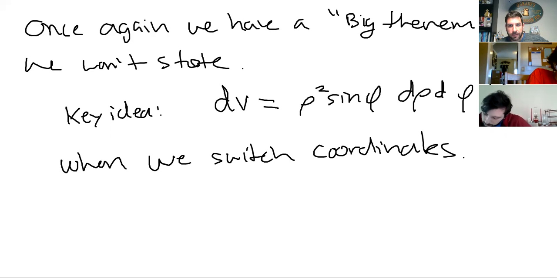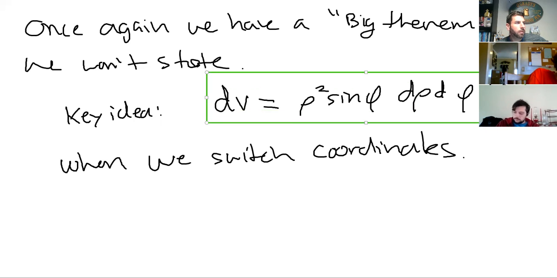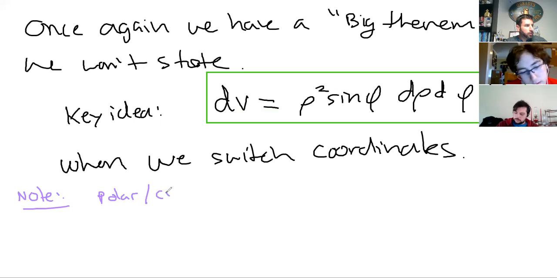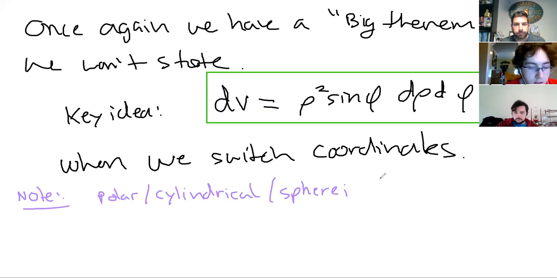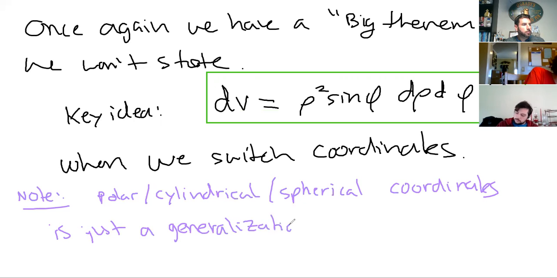So this is what you need to keep in mind. This is the big useful part of this. And it's worth keeping the following in mind. So I'm going to write it down. Note, polar, cylindrical, spherical: when you use these coordinates, all this is just a generalization of U sub from Calc 1.